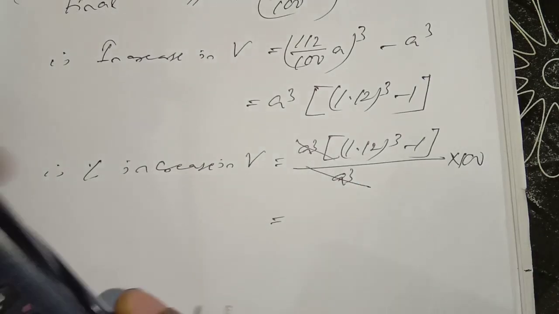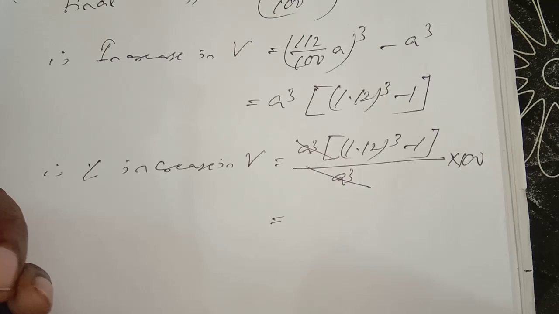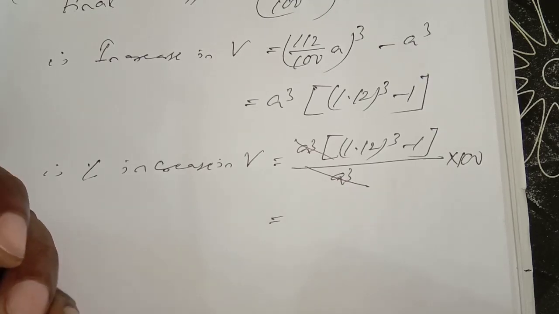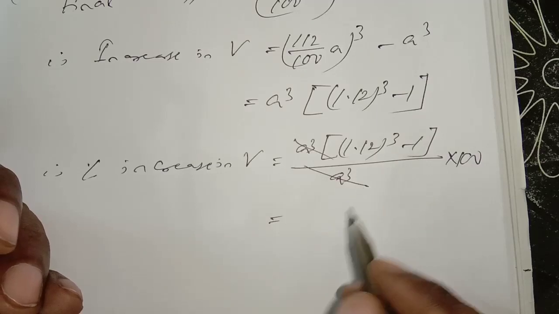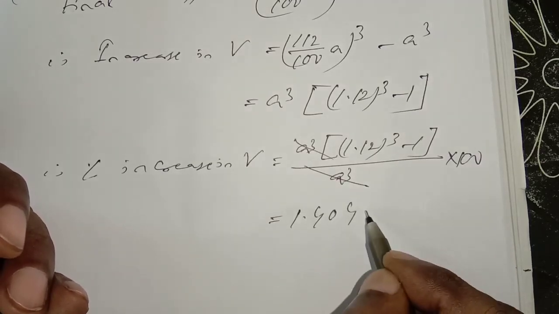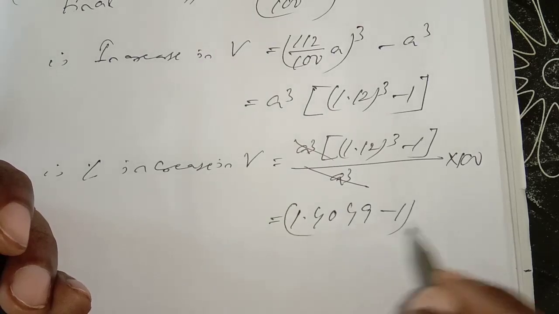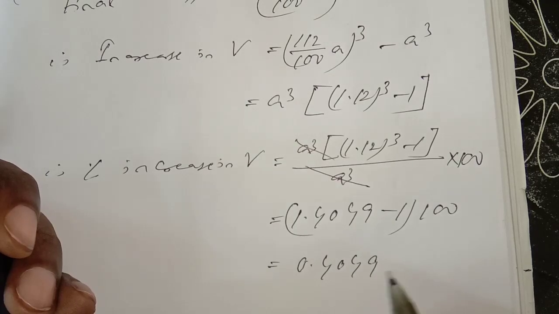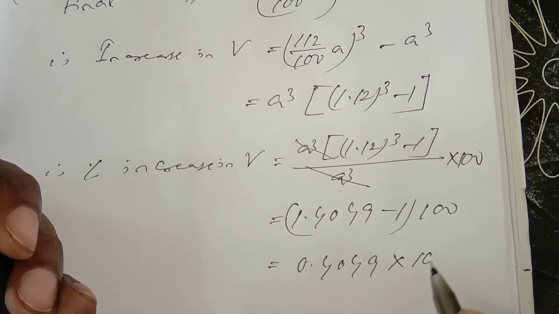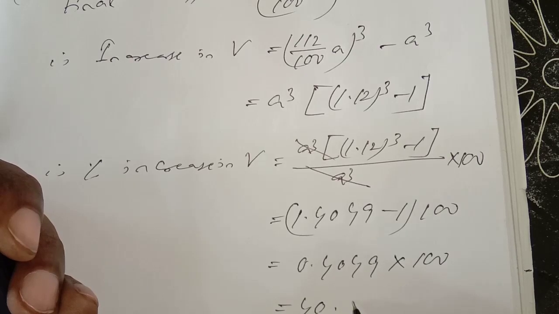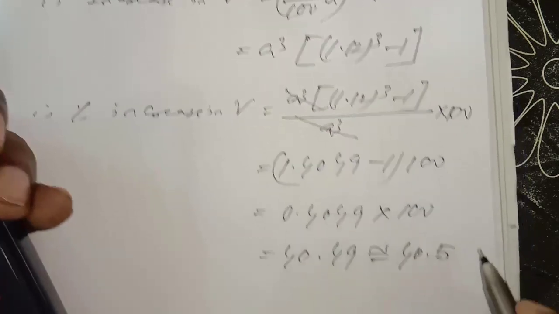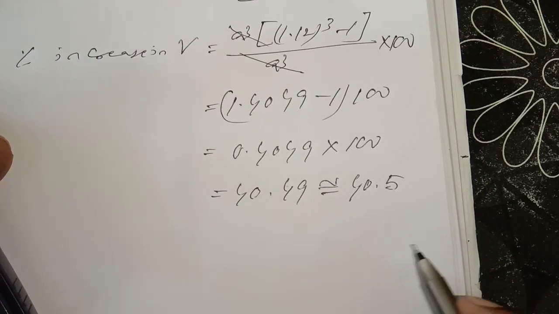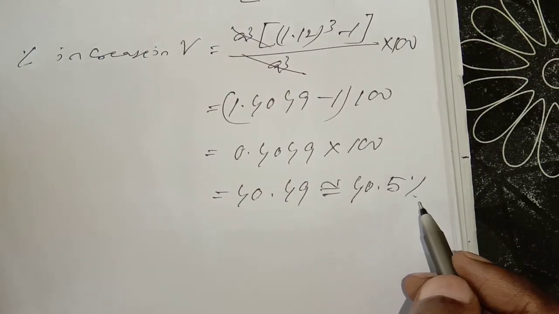1.12 whole cube, how much will you get? That is coming 1.4049. Minus 1 into 100. This will give you 0.4049, just subtracting 1, into 100. It will be how much? 40.49. That means this is approximately 40.5%. So what is the percentage increase in volume?